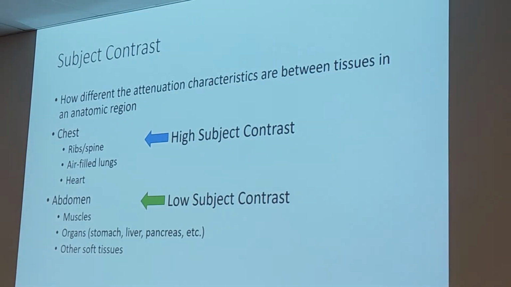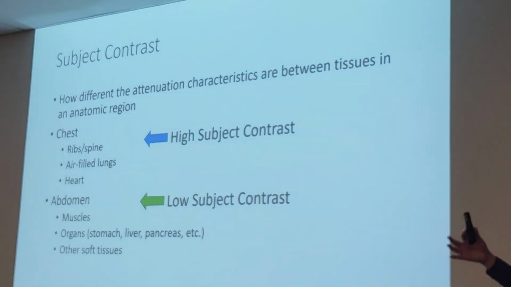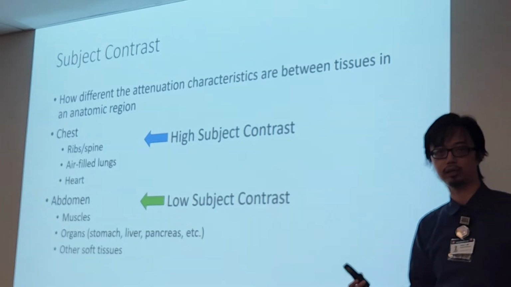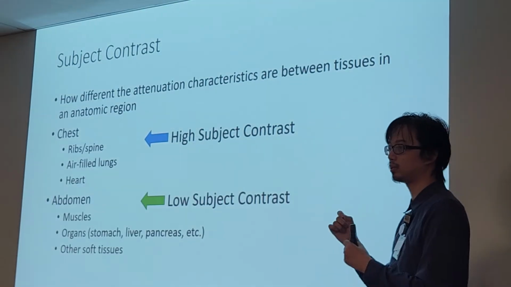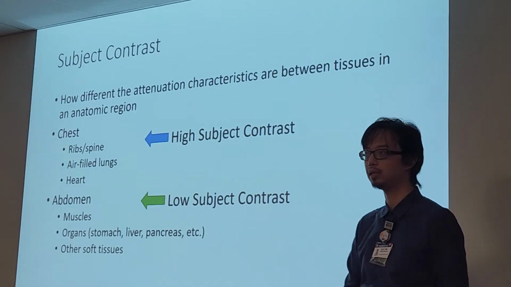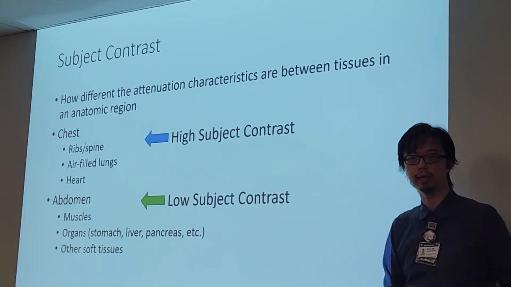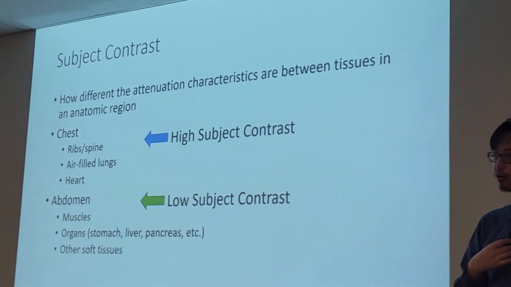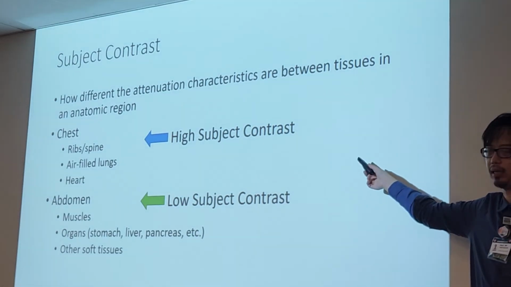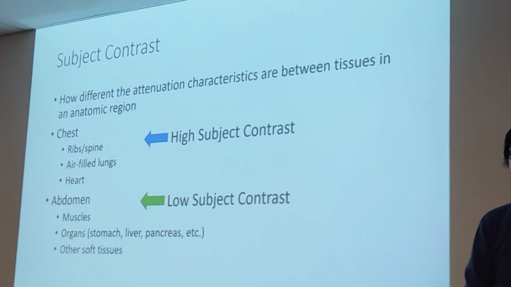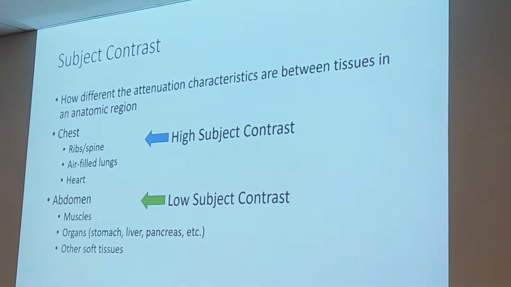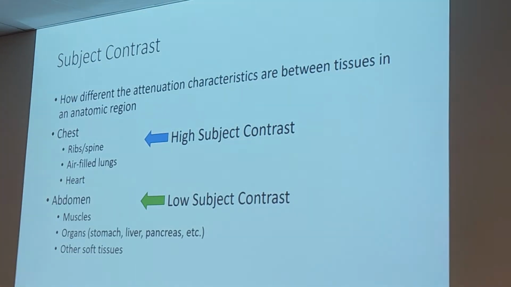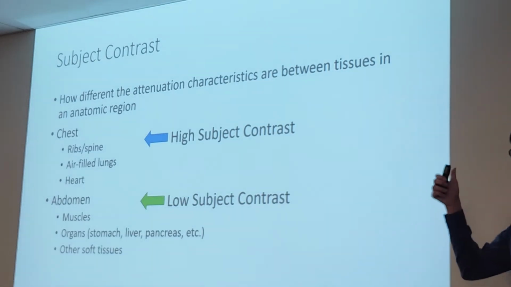The anatomy just naturally has low contrast because of how it is. So that's what we mean by subject contrast. It's about the tissues themselves, about the anatomy itself. Nothing that we did. It's not our fault that the chest has high subject contrast and the abdomen has low subject contrast. We can't change this. It's just a natural part of the anatomy. So far, so good?